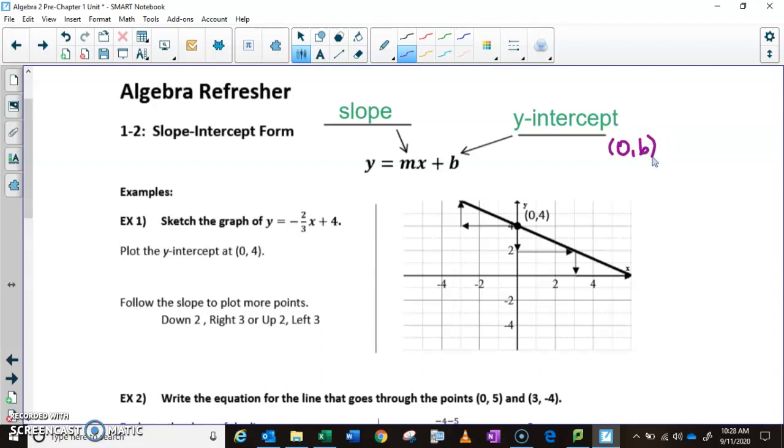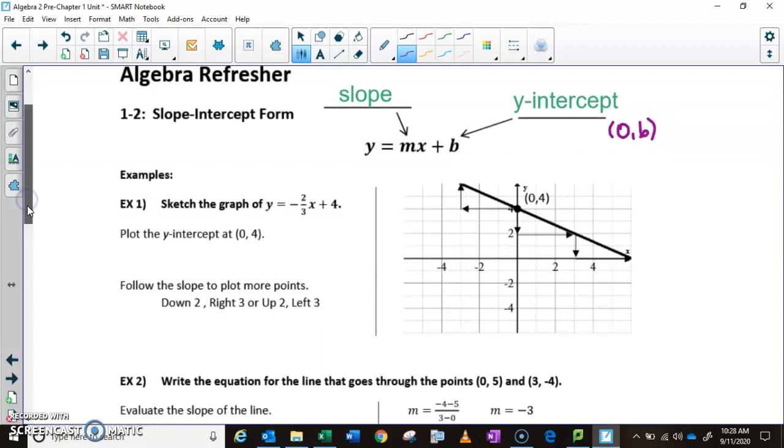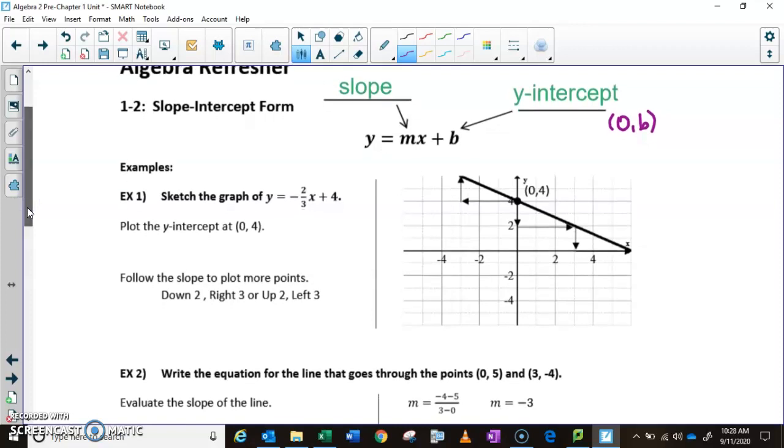So the first thing we want to be able to do is sketch a graph of an equation in slope-intercept form. So we're given the graph y equals negative 2/3 x plus 4. If we compare that to slope-intercept form, y equals mx plus b, that means our slope here is negative 2/3. Our y-intercept is the point (0, 4).